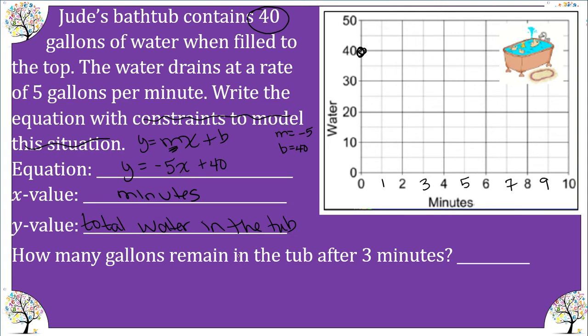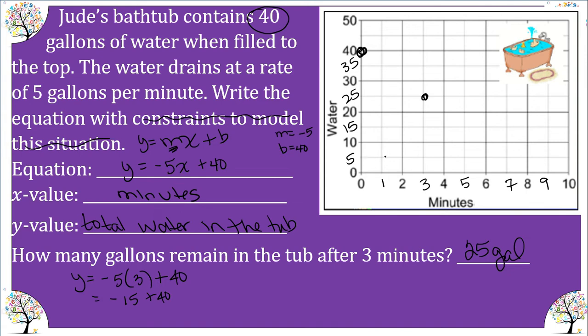Okay, it says how many gallons remain in the tub after 3 minutes. So again, we can use our equation to answer questions. So this gives us -15 plus 40. And when we combine those, we get 25, and it's gallons. So let's go over this. So we can go ahead and plot that one. So these are going up by 5s. So at 3 minutes, we have 25 gallons.